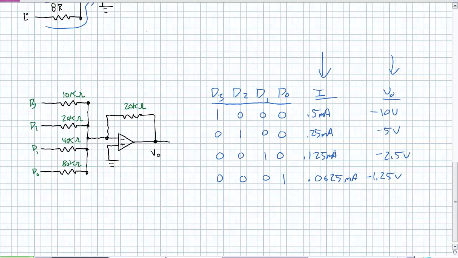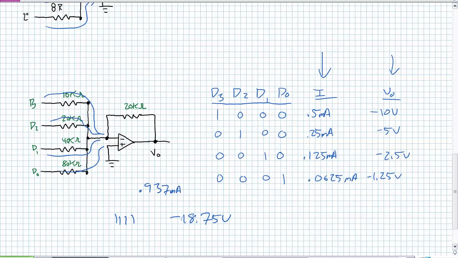What I'm saying now is if D3 and D2 and D1 and D0 are all ones, think about all those currents coming together respectively: 0.5 milliamperes, 0.25 milliamperes, 0.125 milliamperes, 0.0625 milliamperes. What's that add up to? 0.9375 milliamperes. When 0.9375 milliamperes is going through a 20 kilo ohm resistor, what is my output voltage? It should be negative 18.75 volts. That is representing the output when I have all 4 ones.